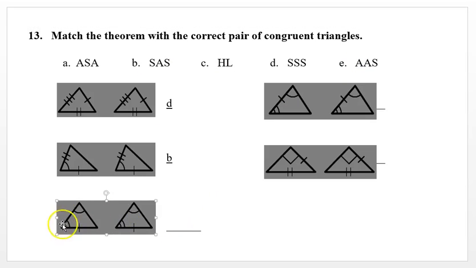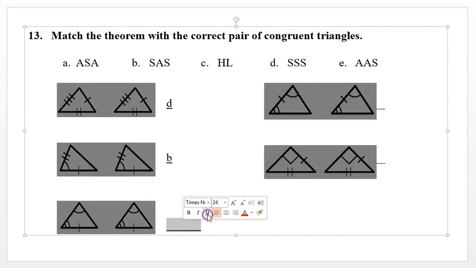Now let's look at this one right here. We have two triangles. Again, go around counterclockwise or clockwise. We start out with an angle, two angles, another angle, and then a side. So angle, angle, side, which is option E.